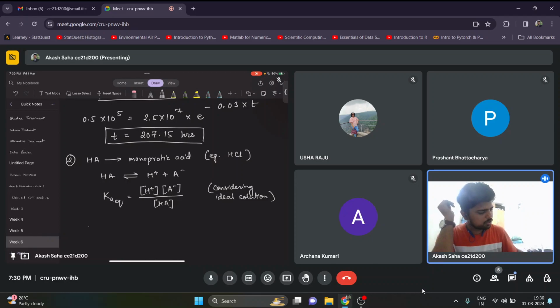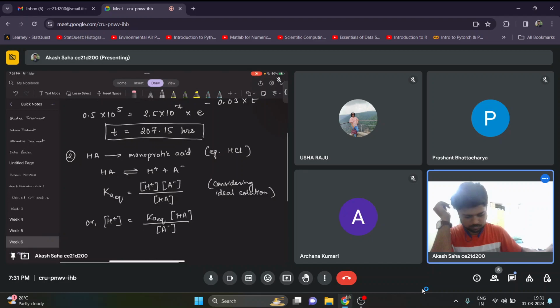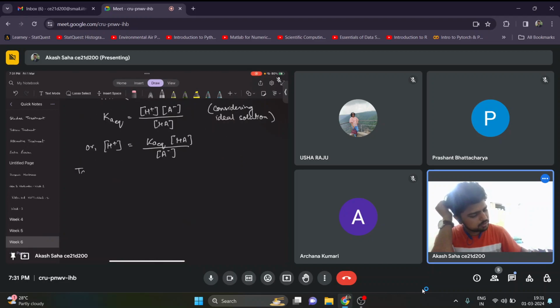So now what we can do, we will take H plus on one side and we can write Ka into HA divided by A minus. So now we will take negative logarithm on both sides.